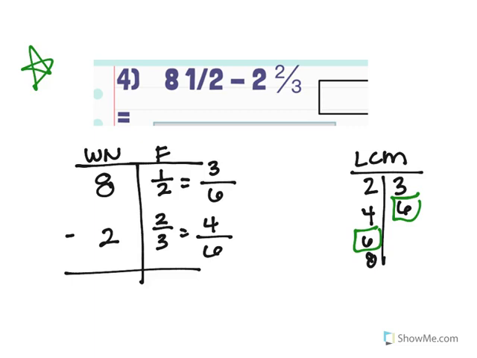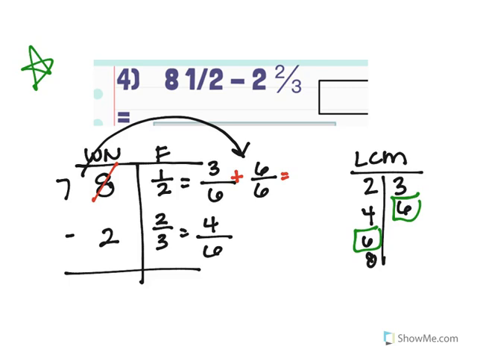Here's where I want your attention, folks. I cannot subtract 3/6 minus 4/6. What we must do is decompose a whole from the whole number side and add it to the 3/6 so that we have enough to take away. If I just have 3, I don't have enough to be able to take away 4. So we take a whole away. We decompose it to the fraction side as 6/6 because that's our denominator. We add it to the 3/6 that is already there. So we have 9/6.